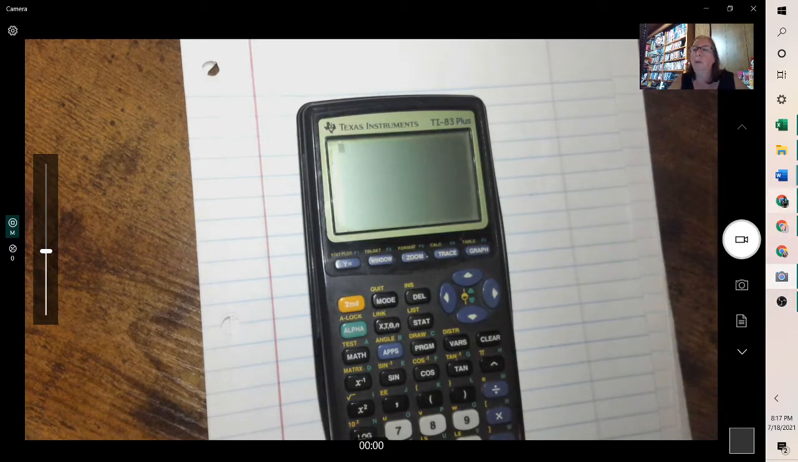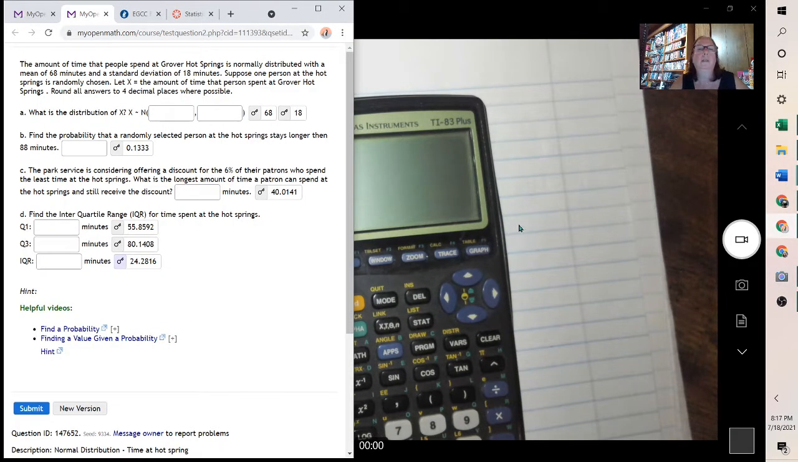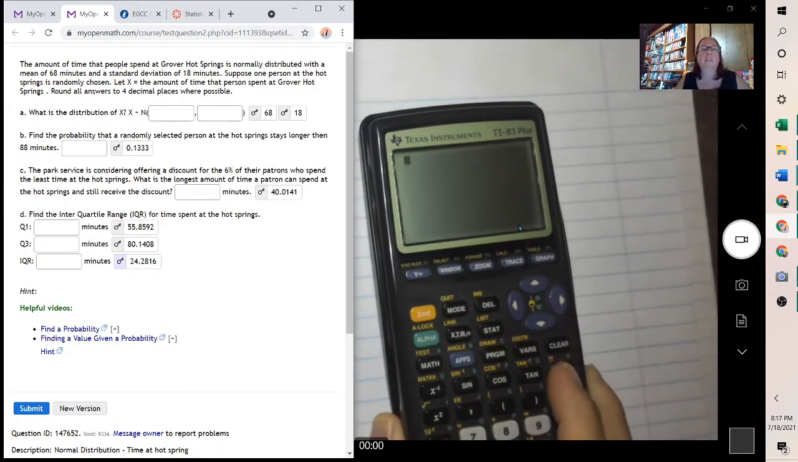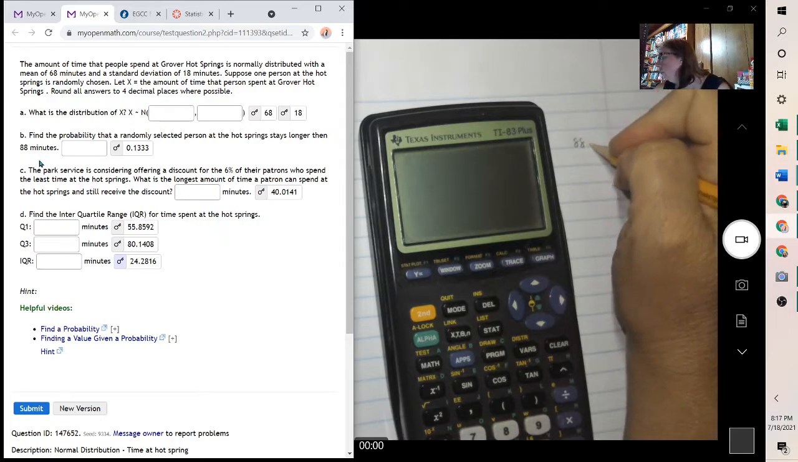So for the problem that you have the question on, this one here, what's the distribution? When you're doing the distribution, if it's not a sample, it's just the mean and the standard deviation. And the mean was 68 and the standard deviation was 18. To find the probability that a randomly selected person at the hot spring stays longer than 88 minutes, we want 88 or more.